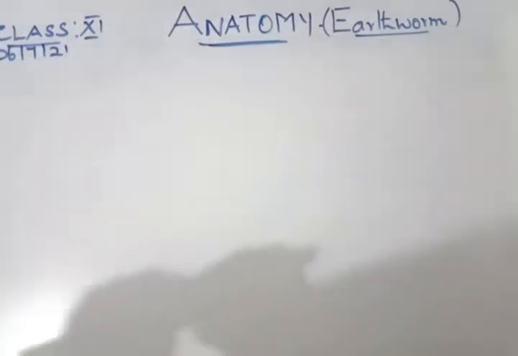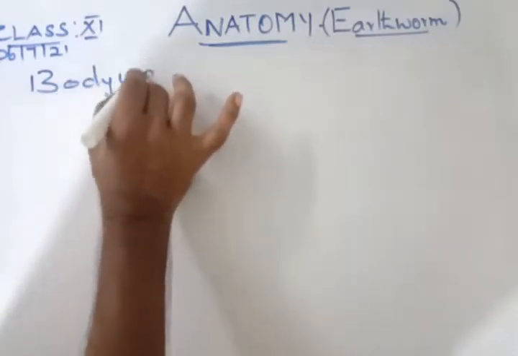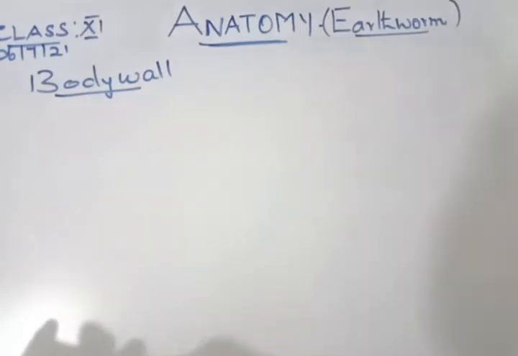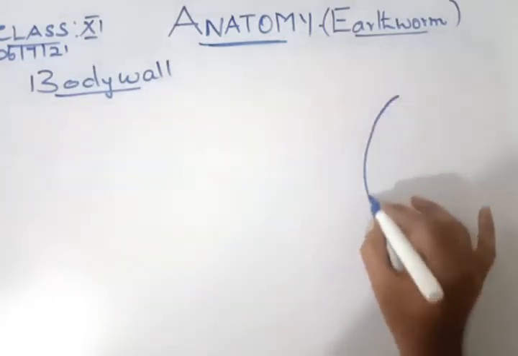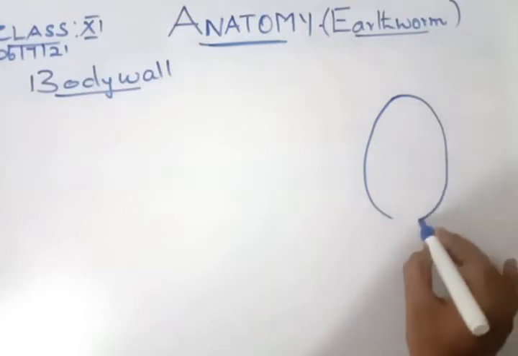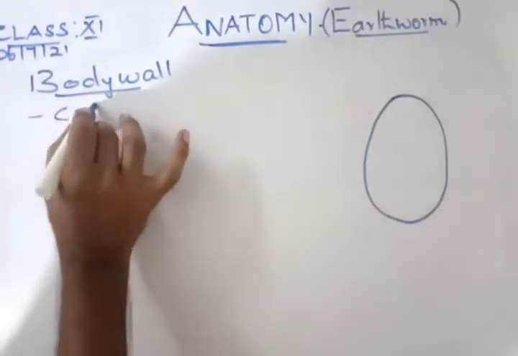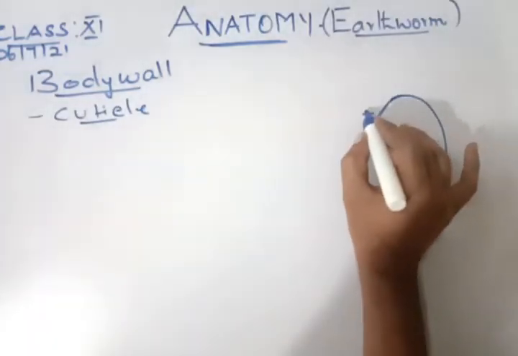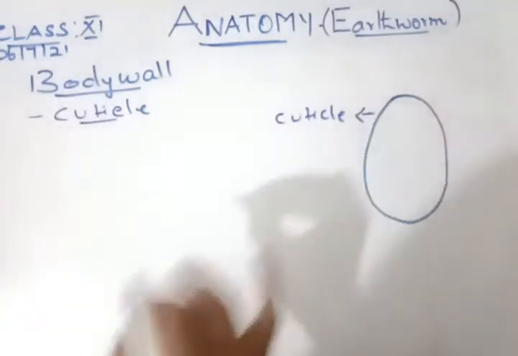So the first one we will study is the body wall. This is the first part that we are going to study, from the body wall till the end. So in the body wall, this is the structure of the body wall. Simultaneously I'll draw the diagram also for you to understand. This diagram is not there in the book, but still the outer part of this is called cuticles. So the body wall outer part consists of cuticles. So this one is called cuticles. So I'll write it here.